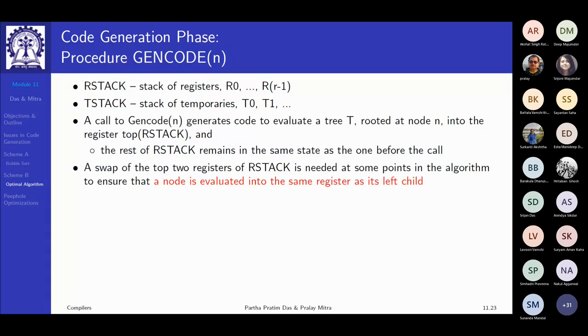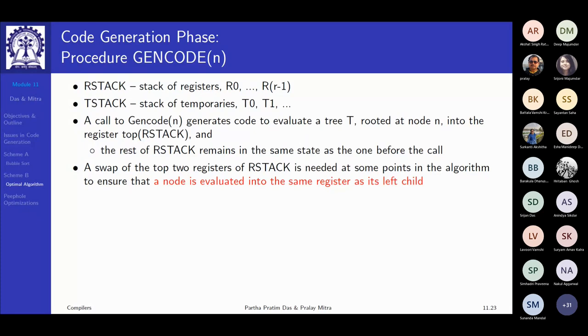So I call GenCode. GenCode is a code generator, which takes a node as a parameter. It's obviously a recursive function. GenCode N generates code to evaluate the tree T rooted at N. And how does it do the evaluation? It evaluates in a way that at the end of the evaluation, the top of the register stack will have the register where the value computed for this node will reside.